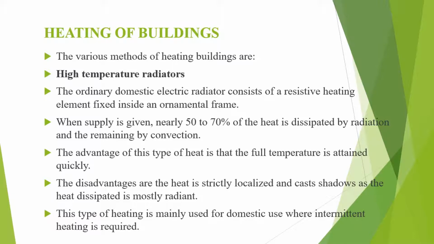The ordinary domestic electric radiator consists of a resistive heating element fixed inside an ornamental frame. When the supply is given, nearly 50 to 70% of the heat is dissipated by radiation and the remaining by convection. The advantage of this type of heat is that full temperature is attained quickly. But the disadvantages are the heat is localized and it casts shadows as the heat dissipated is mostly radiant. This type of heating is mainly used for domestic use where intermittent heating is required.